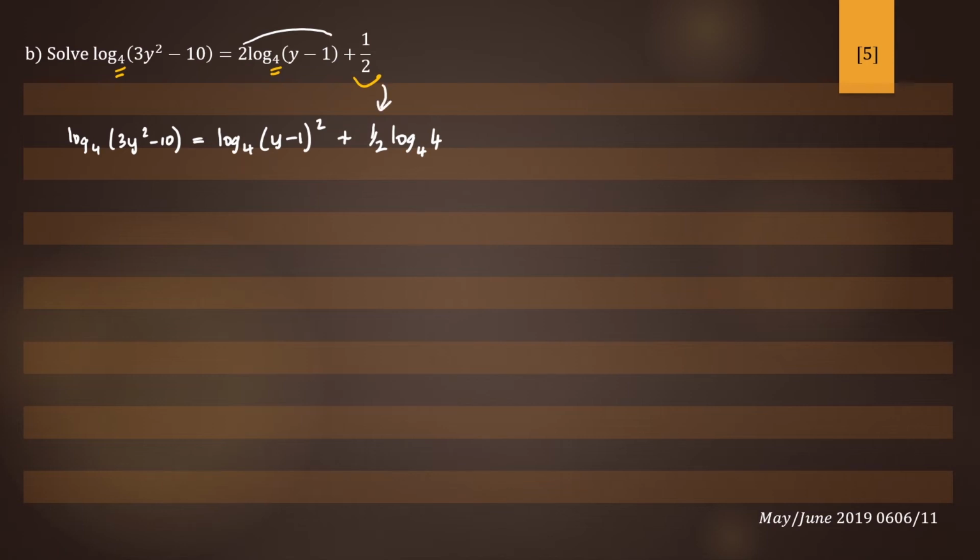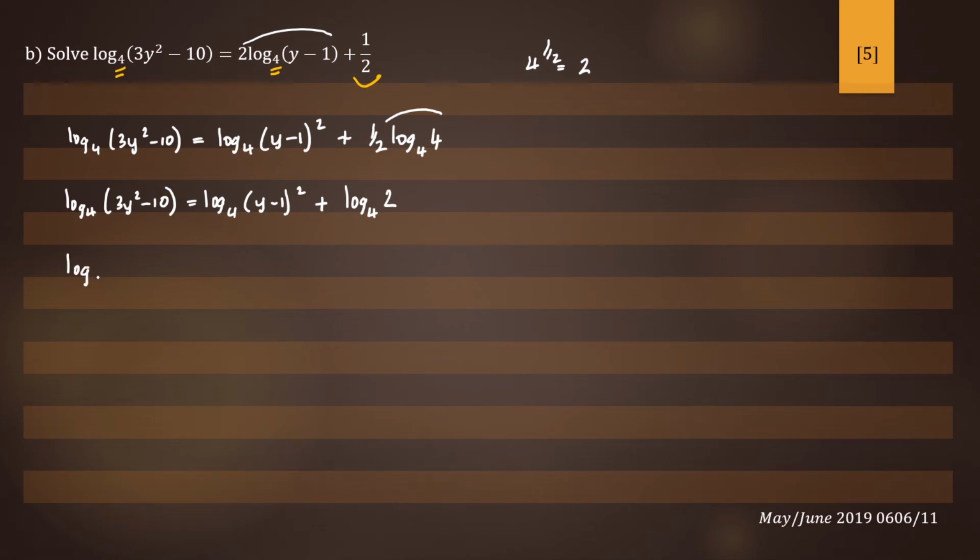So these are equal. So let's write down again. Log base 4 of 3y squared minus 10 equals log base 4 of y minus 1 squared. So with the last term, we'll raise the 4 to a half power, and 4 to the half power is 2. So we can write this down as log base 4 of 2. So the left side is still good, so we'll write that down. Log base 4 of 3y squared minus 10.